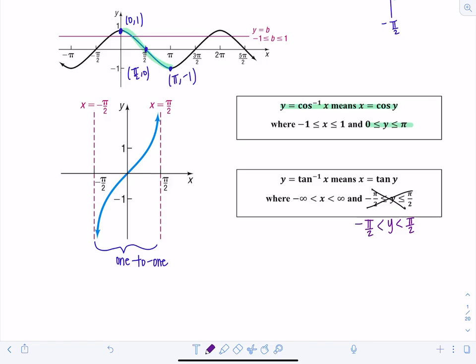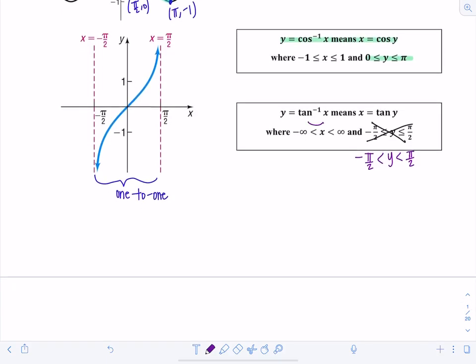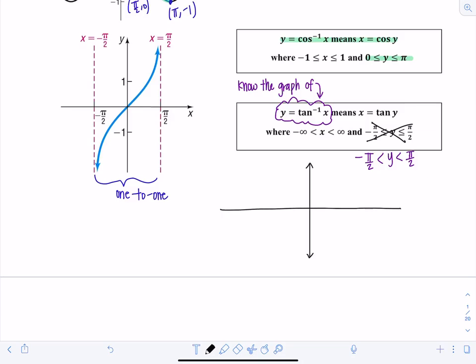I actually do want to draw y equals tangent inverse of x because this is very important, especially when you get to calculus 2. So you need to know the graph of this one. And even in calculus 1, you'll use it for some limits. So actually, this is a pretty popular one, this tan inverse. All right, it's pretty fun to draw.